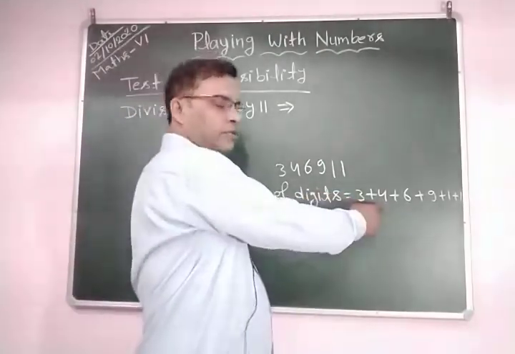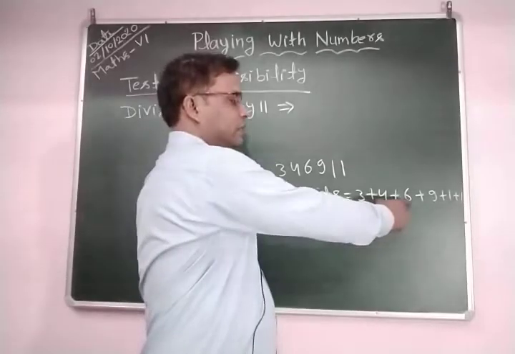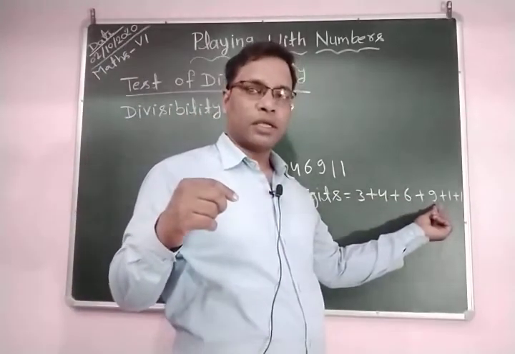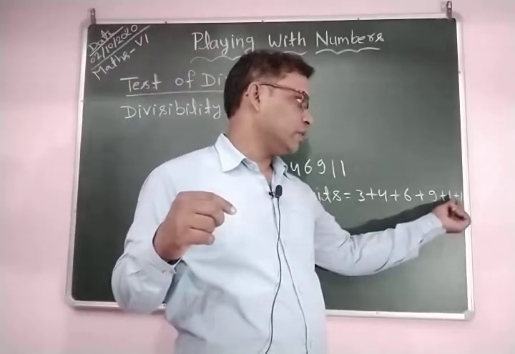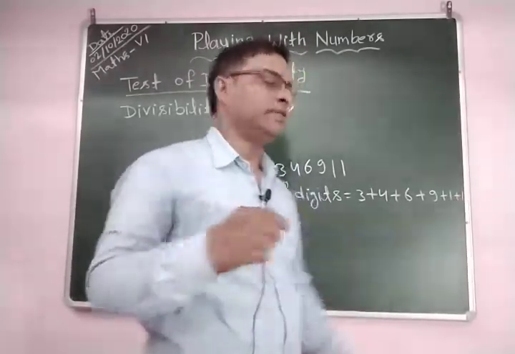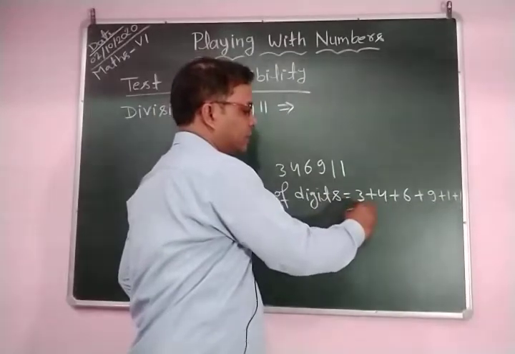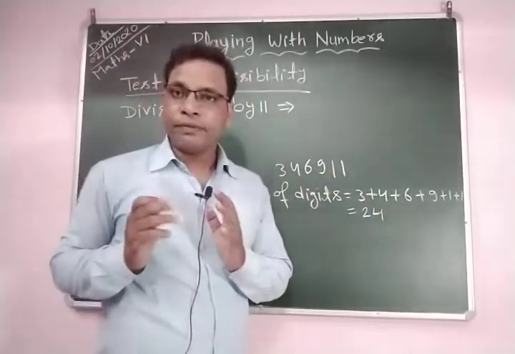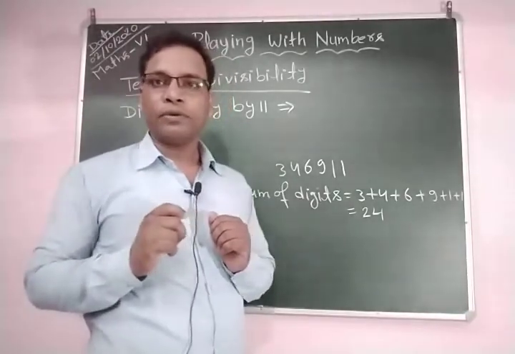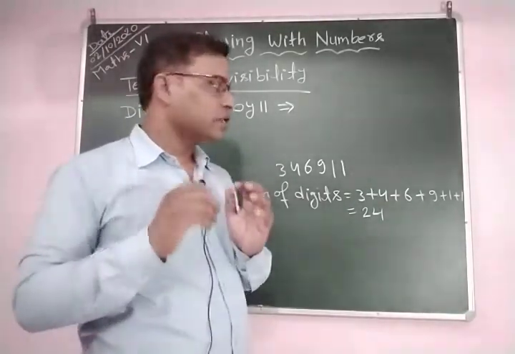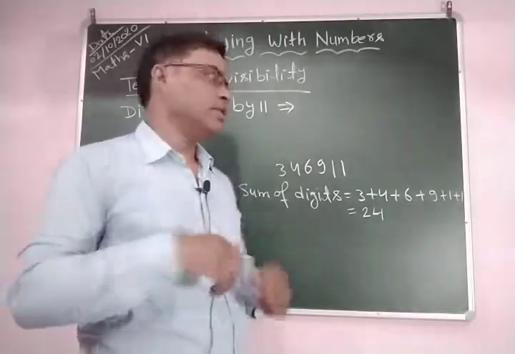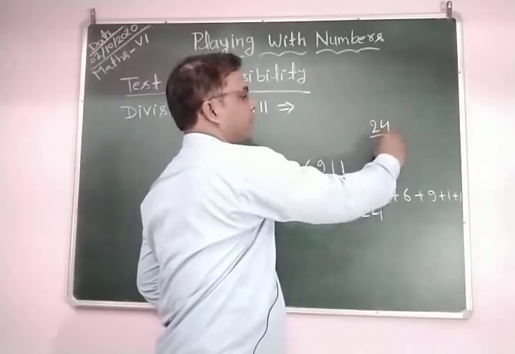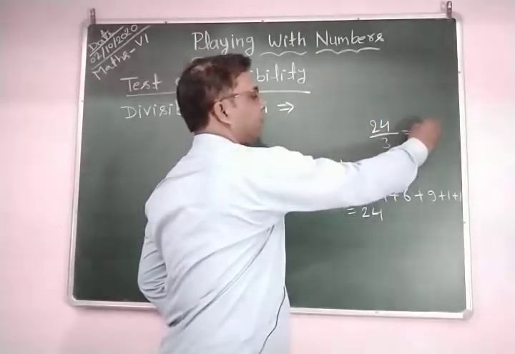3 plus 4 is 7, 7 plus 6 is 13, 13 plus 9 is 22, plus 1 is 23, plus 1 is 24. So here you can see the sum of digits is 24, and 24 is a multiple of 3, or you can say 3 divides 24. 24 is divisible by 3. How many times? 8 times.